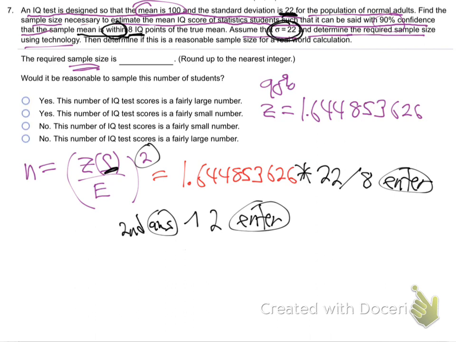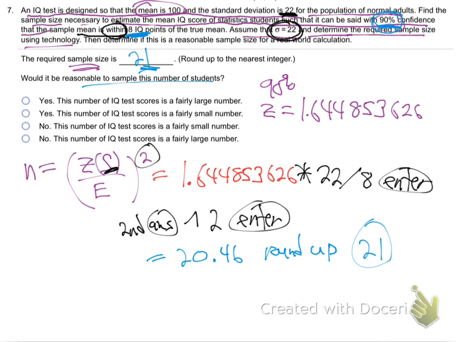And when you do all that, I got the answer. I get 20.46. But then remember, we always round all these up, because talking to more people, more in your sample, is always better. 21. So you should talk to 21 people if you want to estimate statistics students' IQs with 90% confidence within 8 IQ points. You want to estimate the true average IQ of all statistics students. You better talk to 21 of them, measure their IQ, and you can be 90% confident of the real true average IQ of all statistics students within 8 IQ points.